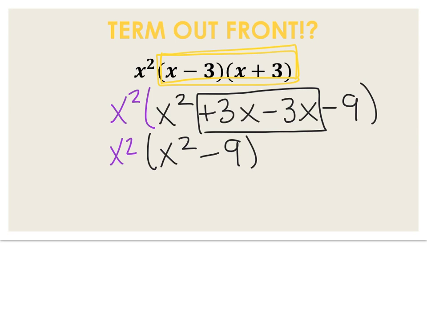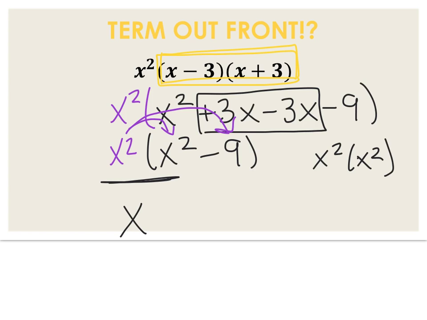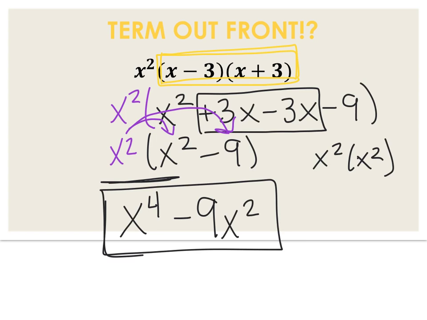Now what I'm doing with this next piece is I'm taking the outside and distributing him to what's on the inside. And we learned yesterday that if you're multiplying two things together, you are adding the exponents. So this multiplication is going to become x to the 4th power, and then I distribute and I get negative 9x squared. And that is your final answer.